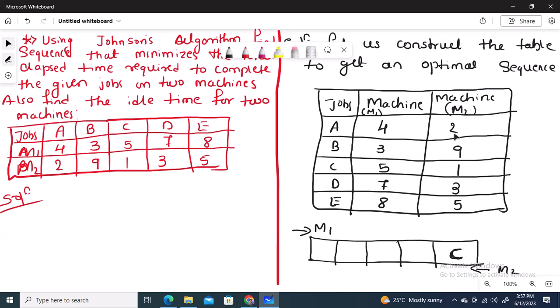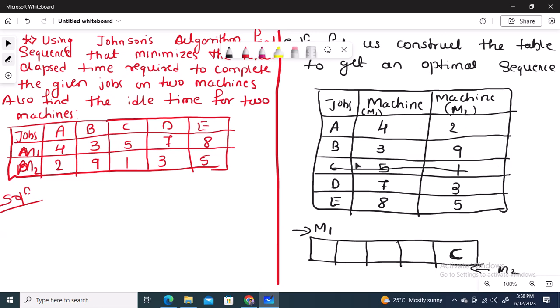I hope you got it, how to find out the sequence. In the table we have to find out the smallest time for both the machines. Here 1 is the smallest time, for machine 2, and the allocated job for machine 2 is C. That is the reason I have written C. Once we write C, we have to erase this particular row because it is of no use for further computations. I'll just strike out this row.